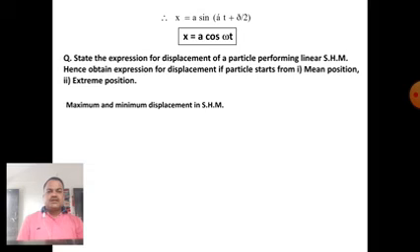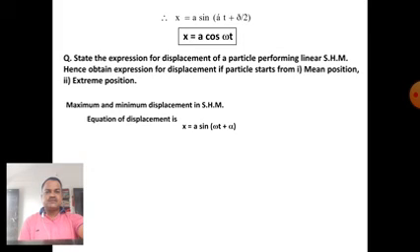The question on this article is: state the expression for displacement of a particle performing linear SHM, hence obtain the expression for displacement if the particle starts from mean position and extreme position. Next we see the maximum and minimum displacement in linear SHM. The equation of displacement is x is equal to a sin(omega t plus alpha).